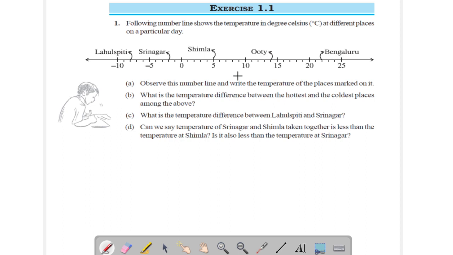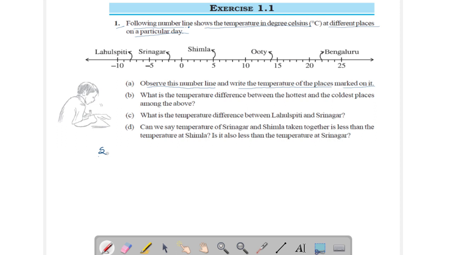Now come to exercise 1.1. Question number 1. Following number lines show the temperature in degrees Celsius at different places on a particular day. Question number 1, that is A part. Observe this number line and write the temperature of places marked on it.